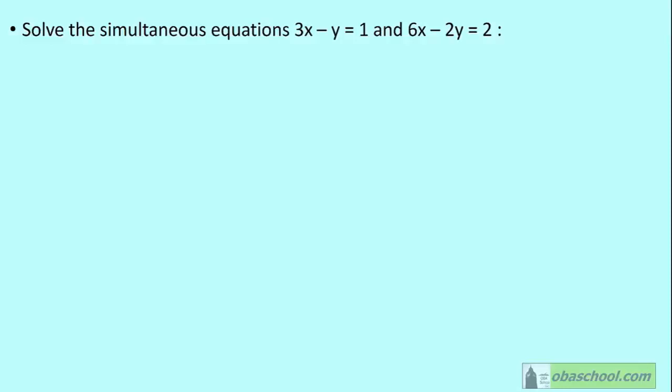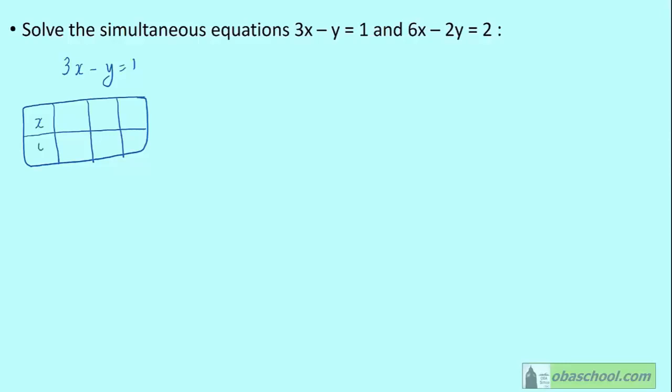In this tutorial, we will be solving the following exercise. Solve the simultaneous equations 3x minus y equal to 1 and 6x minus 2y equal to 2. For the first straight line, let's go ahead and extract three coordinates.